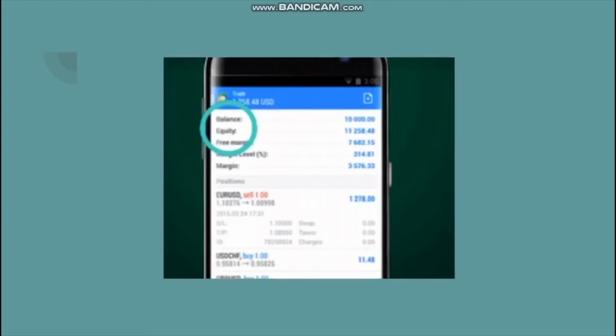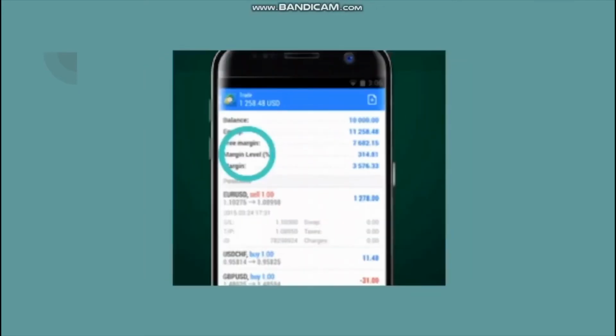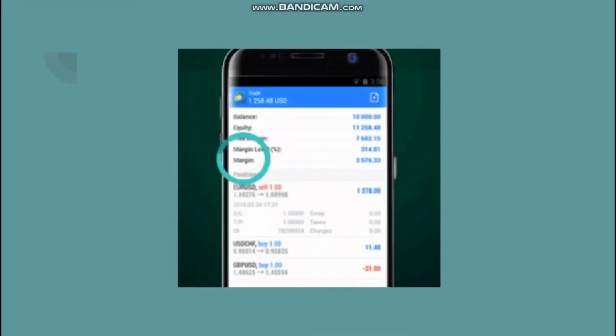Your margin level is the ratio of your equity to your margin. The higher your margin level, the more margin you have available to trade. If the margin level goes to 100%, that means that you are not able to open any more trades. If your balance is really low, the app will automatically close all of your trades. This is called getting margined out. The margin is the amount of money needed to open a new trade.